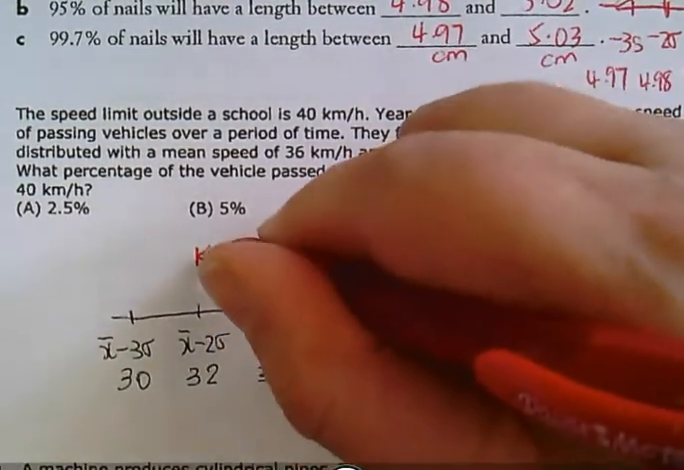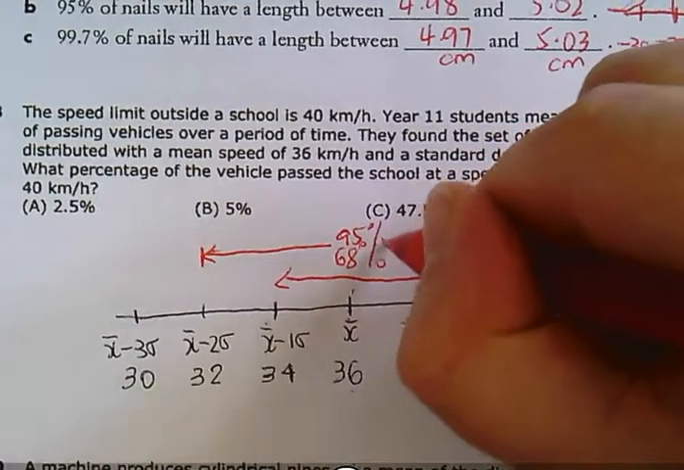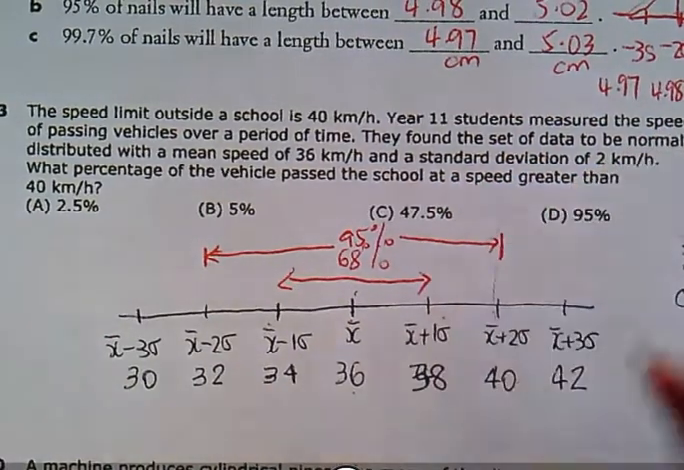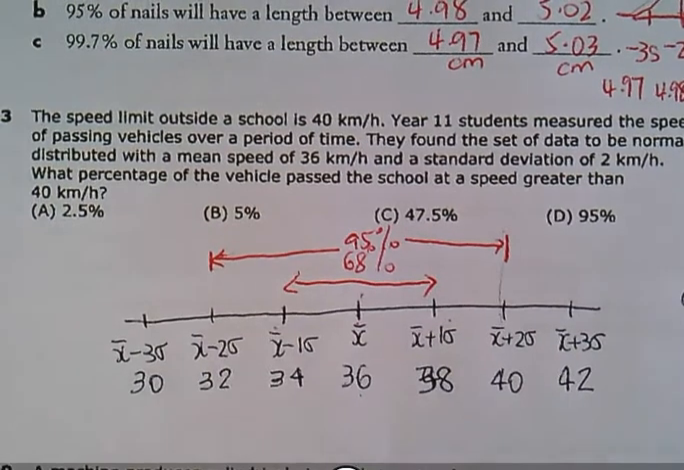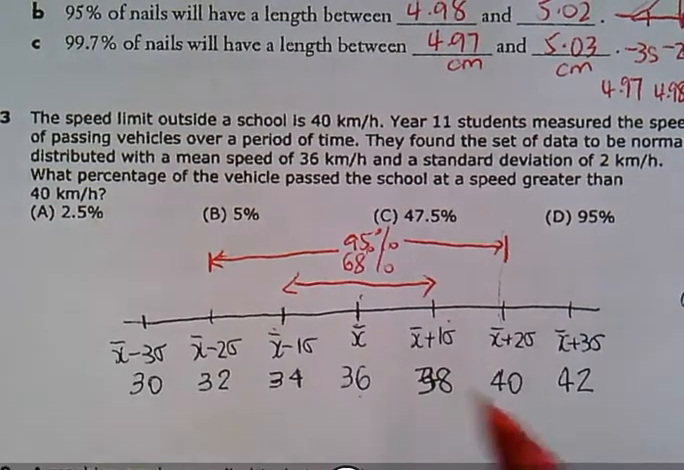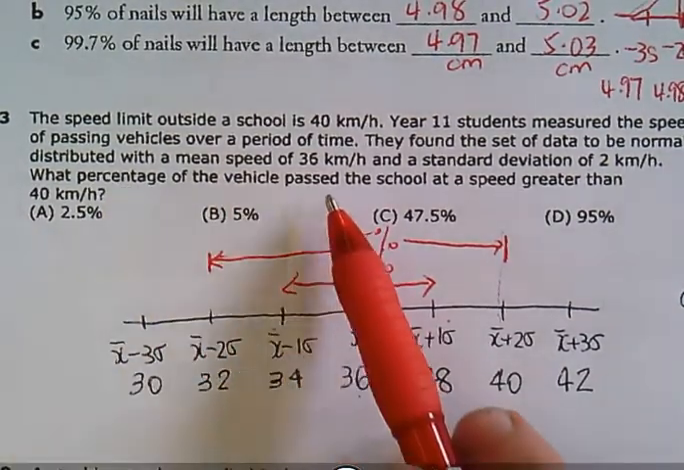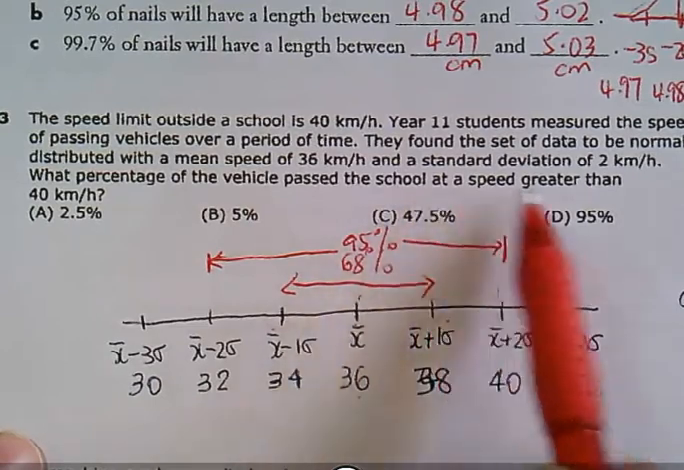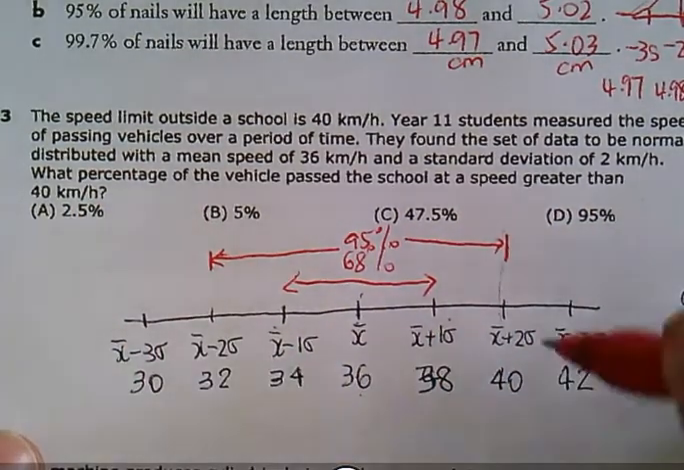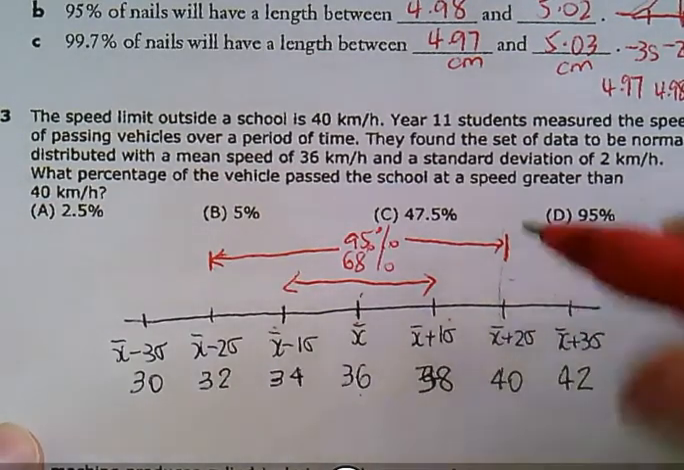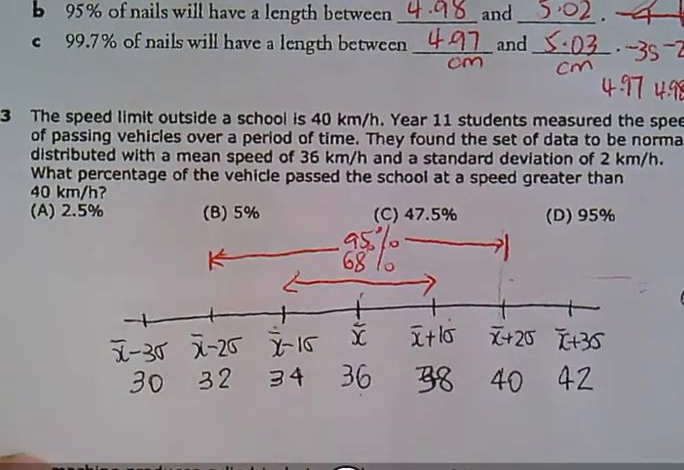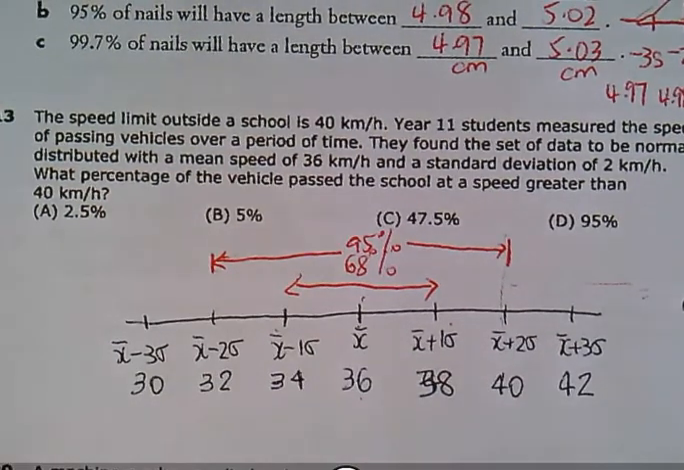You know, 95% of the drivers, do you see this, were driving from 32 kilometres an hour to 40. Do you get that? But we've still got a bit of a problem. I need to know what percentage of vehicles passed the school at a speed greater than 40 kilometres an hour. Now, I know it's these people up here. I know it's them. But the thing is, what I need to do, we need to go back to the page before. Are you ready? I'm going back to the page before.